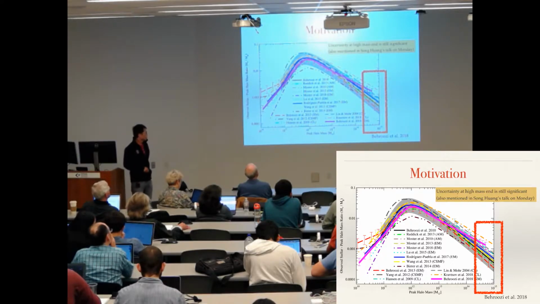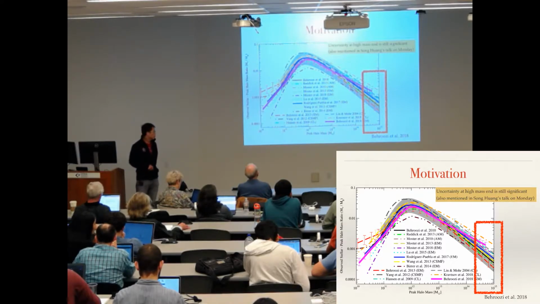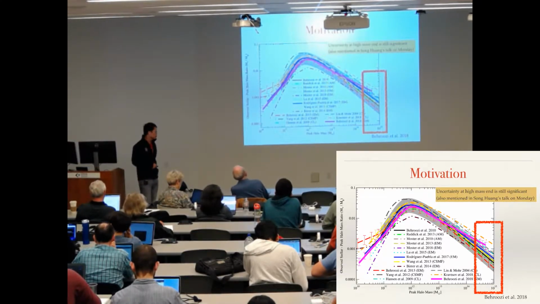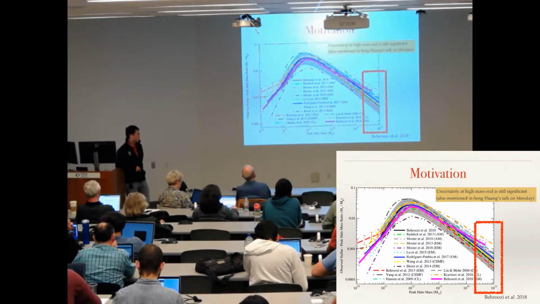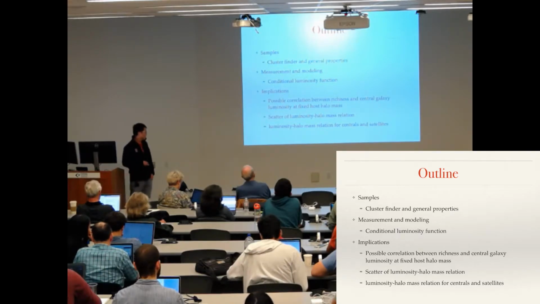So the main motivation for this work is trying to shed light on not only the mean relation of the stellar mass-halo mass relation, but also the scatter. The approach we take is we have an optically identified cluster sample, and then we measure the luminosity function. Currently we focus on luminosity, but in the future we will extend this work to stellar mass. And then we have a forward model to connect the halo mass to the luminosity. So this is the outline of the talk. I'll briefly describe the samples, the measurement and modeling, and also tell you some implications.